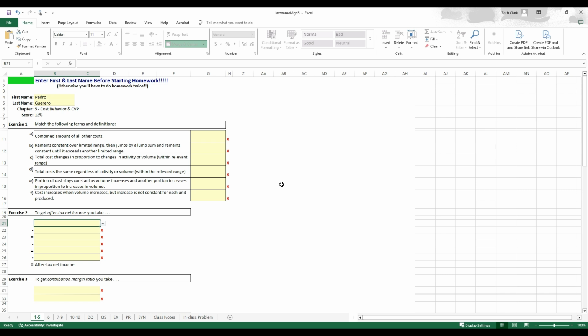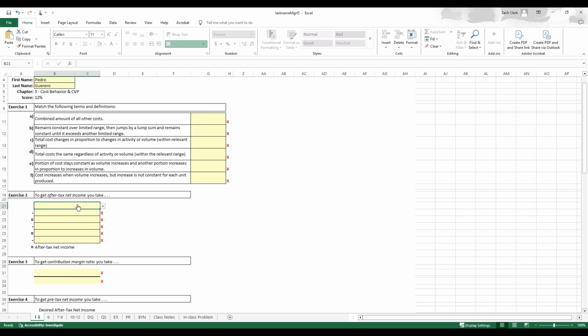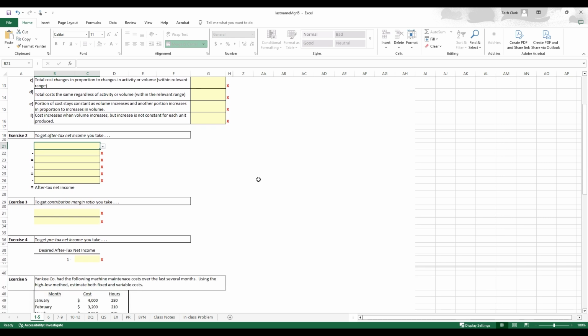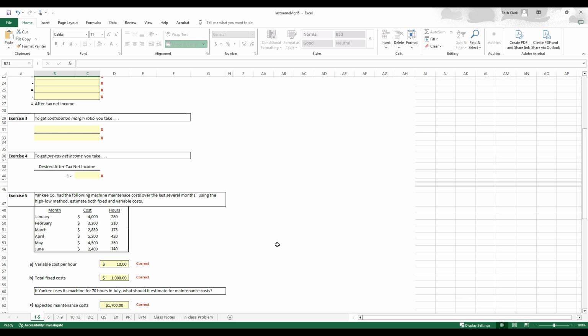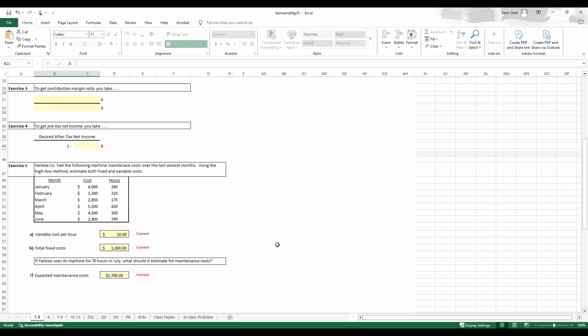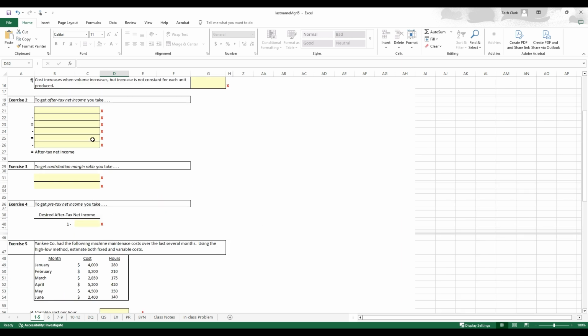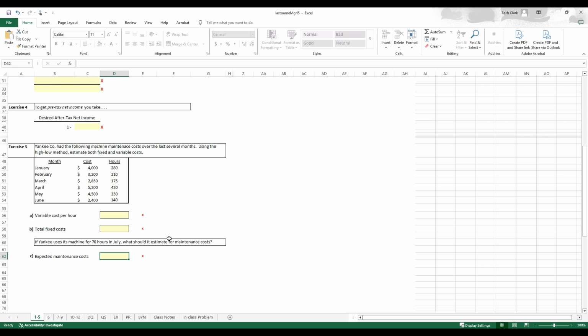So let's get started. Okay, so our first tab here, exercise 1 to 5. I'm going to skip over these, just drop down, select the term. And the formulas here, I'll let you all fill those in yourselves based on your notes and other resources in the book. And let's go down to exercise 5 here.